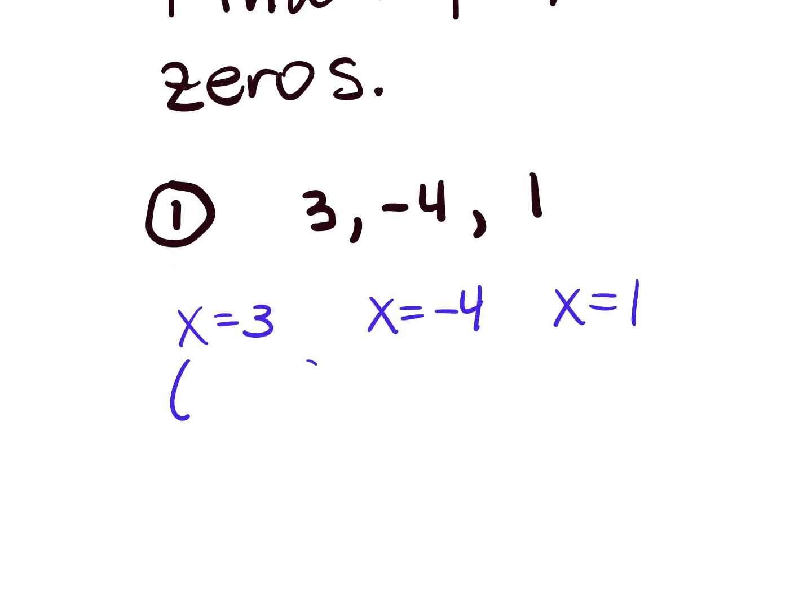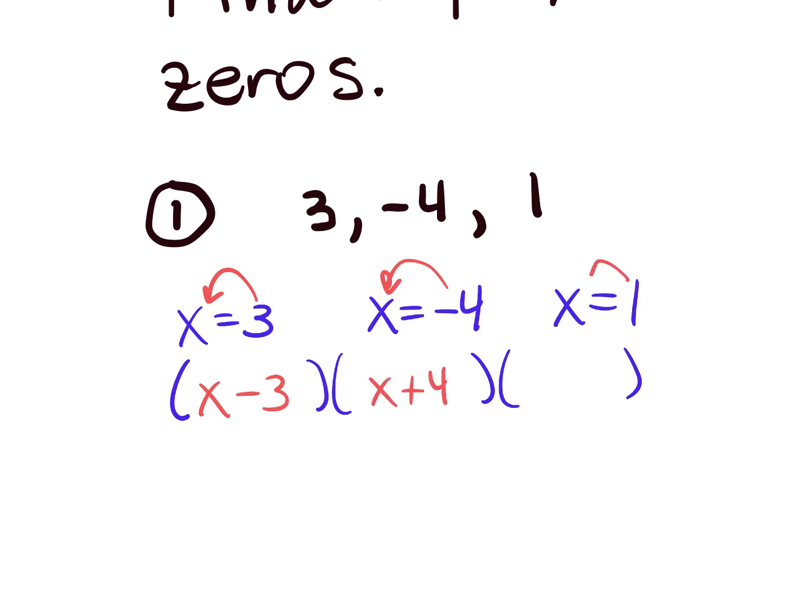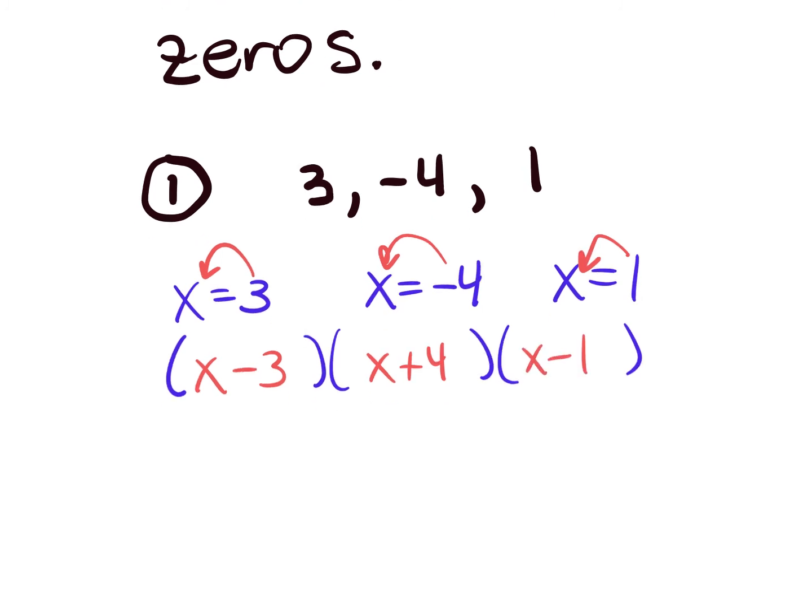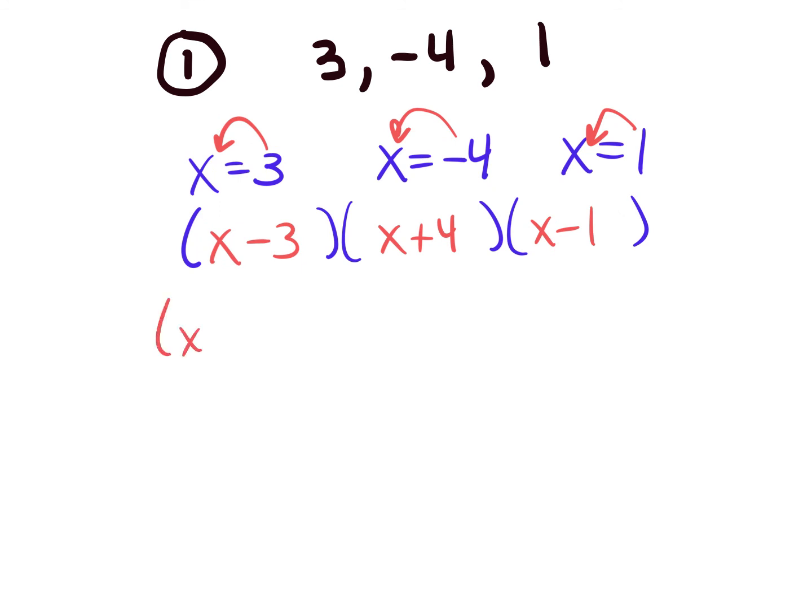Well, set up your parentheses. If I take positive 3 and I move it to the other side of the equal sign, what does it become? So x minus 3. If I take negative 4 and move it over, it becomes what? x plus 4. And if I take positive 1 and move it over, I get x minus 1. And now we just FOIL, guys. Keep one of your parentheses. Leave it alone. I always leave the first one. But FOIL two of them together.